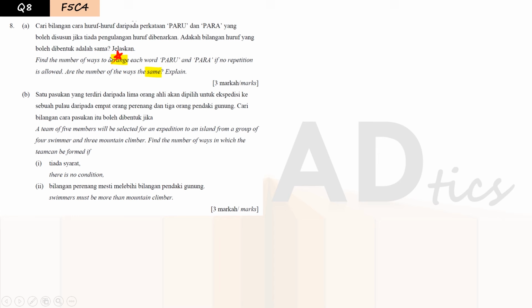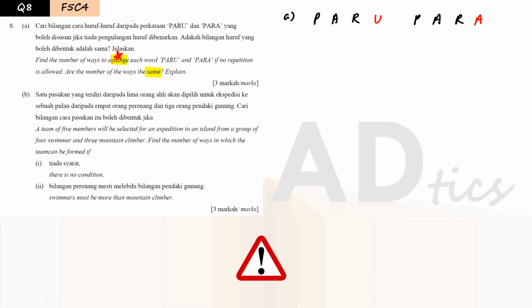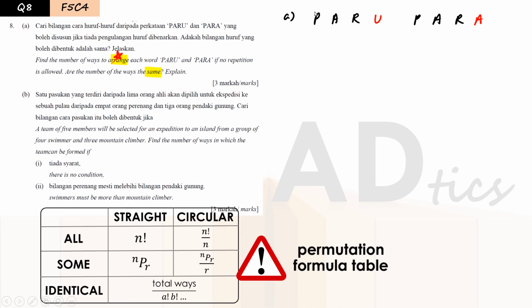So let's find out the number of ways to arrange the 2 words here. Let's pull down the list of formulas for permutation. Let's focus on the first word, P-A-R-U. We're going to arrange all of the letters here, so we are going to look at the first row. Here it doesn't say we need to arrange in a circular manner, so we are going to use this formula, n factorial. Since we have 4 letters, the answer would be 4 factorial. Straightforward, right? Which is 24.